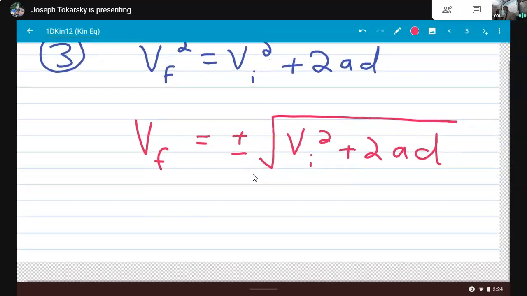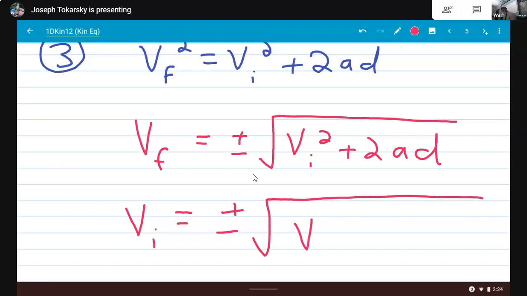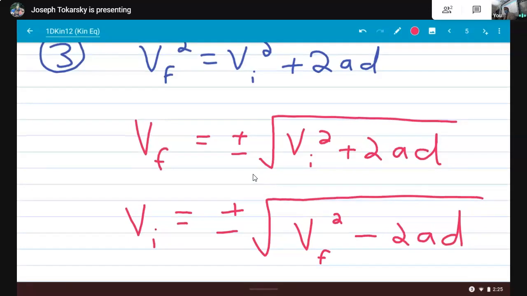But in a similar fashion, when we solve for VI, since it's squared, we have to take the square root. VI would equal plus or minus the square root of VF squared minus 2AD. I'm going to flip back a page. You don't have to, but just to show something.